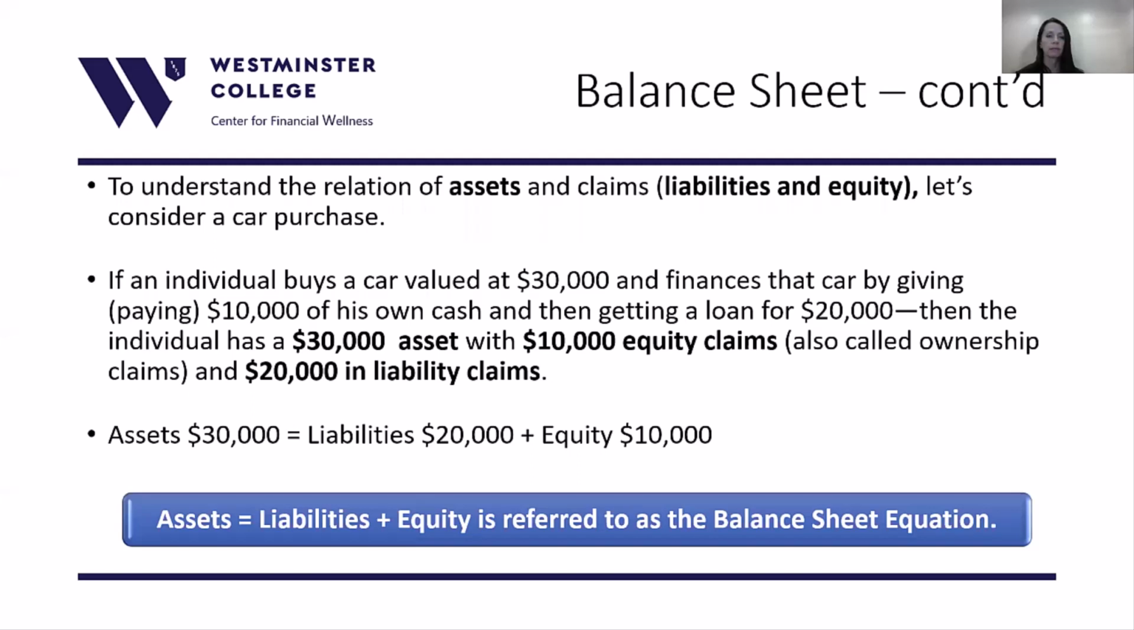Here's our $30,000. And he buys it by getting $10,000 of his own cash. He saved it up, earned it, whatever, and then he gets a loan from the bank for the $20,000. So the individual who bought the car now has an asset worth $30,000 with equity claims of the 10 and liability claims of the 20. That gives us what we call the balance sheet equation. So assets of 30 equal liabilities of 20 and equity of 10.